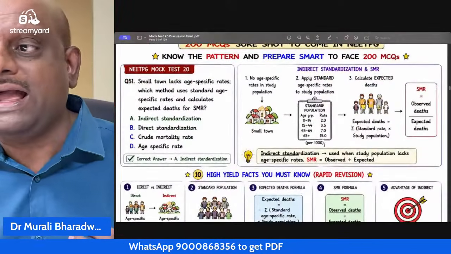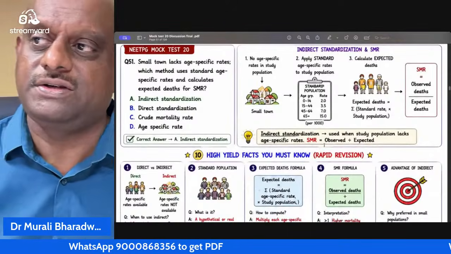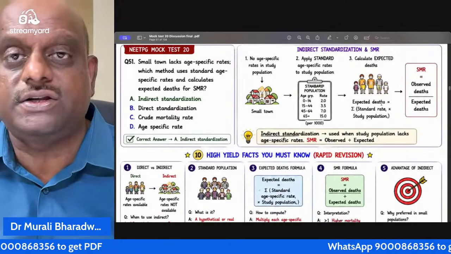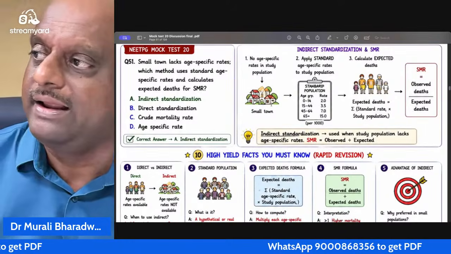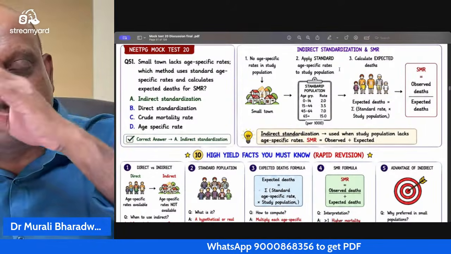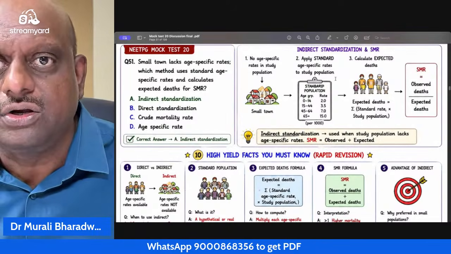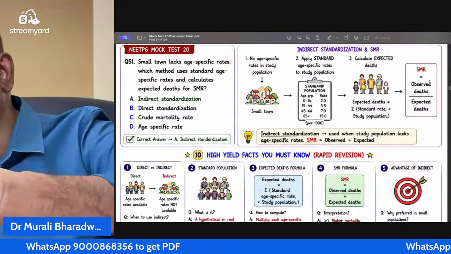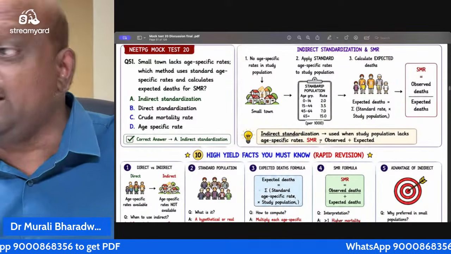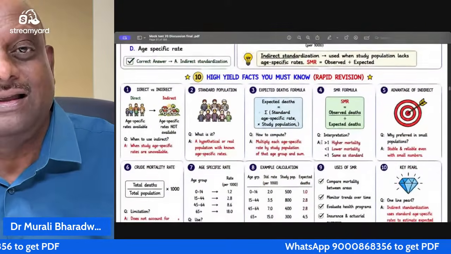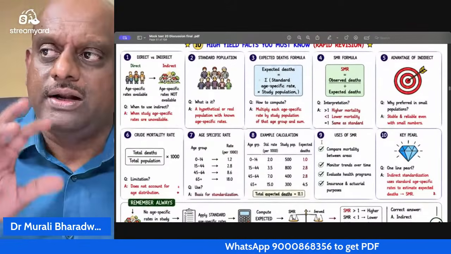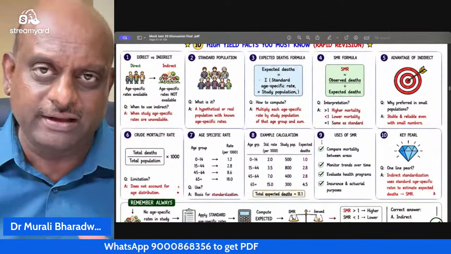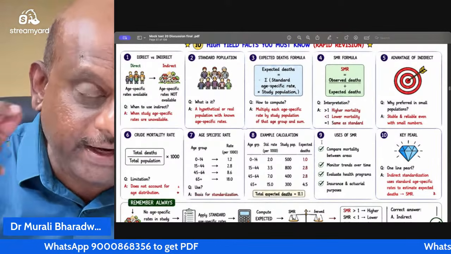The small town lacks age-specific rates. So it is the indirect standardization. When no age-specific rates are there, we apply the standard age-specific rates which are already available to the study population and calculate the expected deaths. That's called indirect standardization, is what you need to remember. So direct versus indirect, what is meant by standard population? Everything, I leave the literature to you in the PDF that I have sent to you.